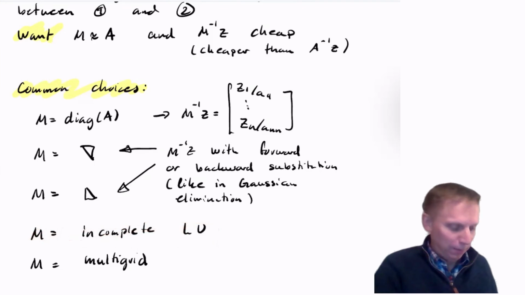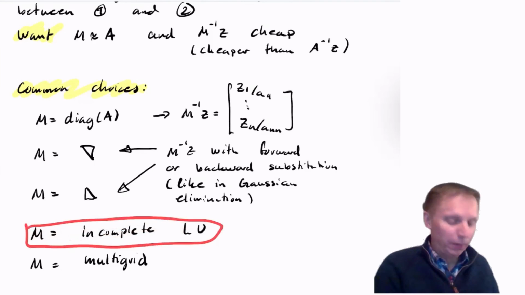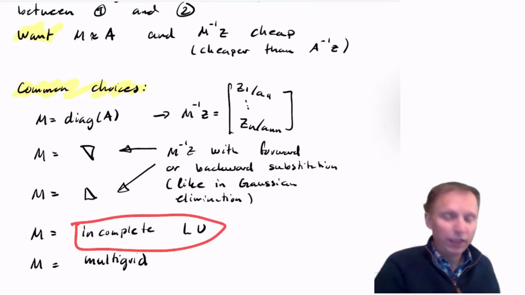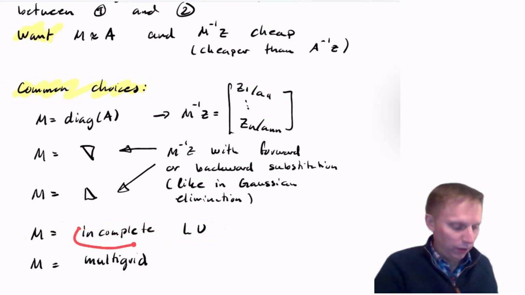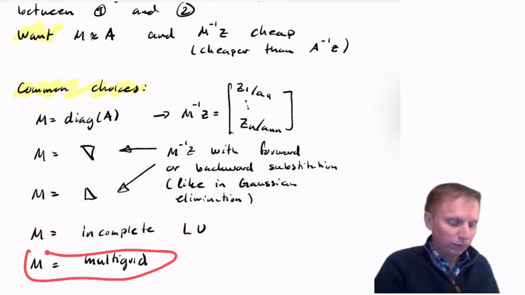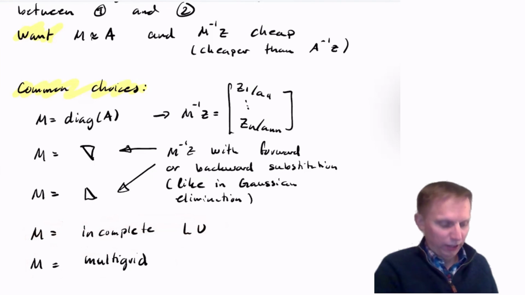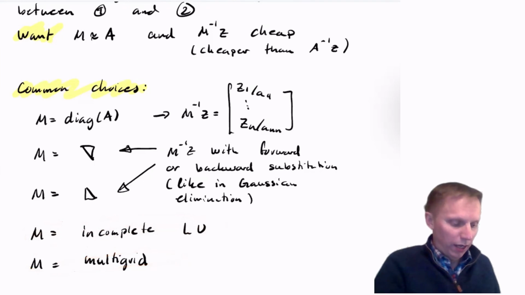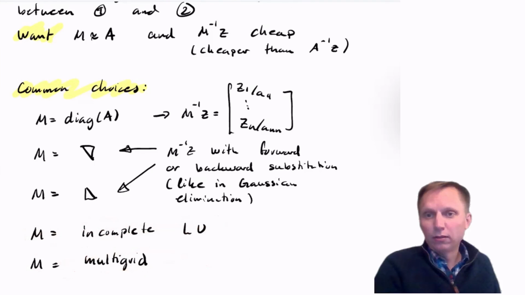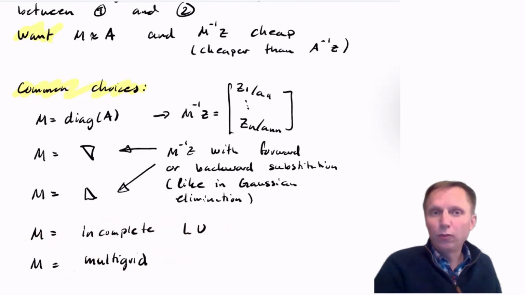More advanced examples include doing something like an LU decomposition, but doing approximations along the way, so you get an incomplete LU factorization, an approximation of M as L times U, or algebraic or geometric multigrid. In the most advanced cases, these tend to work quite well for many real-world problems.